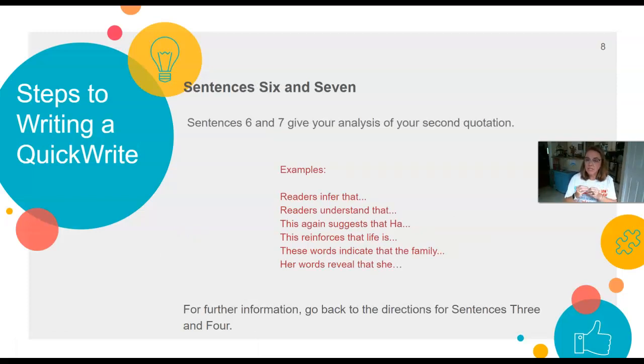It makes your reader understand your thinking about how this quotation is proving your topic sentence to be true. So you might say, "Readers can infer that," or "readers understand," or "this suggests," or "this reinforces." So using those words to help your reader understand: this is another example that proves my original topic sentence to be true.